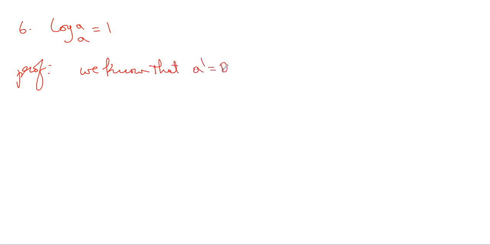The sixth one, log a base a equal to 1. Proof is simple, like the previous one. We know that a power 1 equal to a. Convert this into logarithm notation. The base you write first. The one which is away from the base is along with the base, and the power will be the answer. That's it.